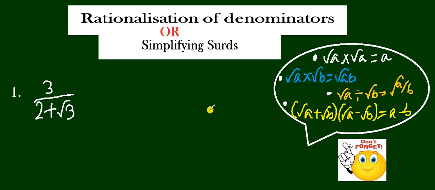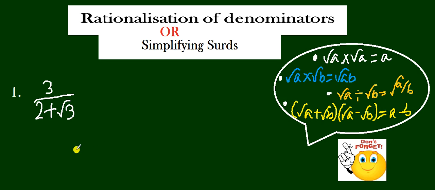Just like fractions, we always try to express them in the simplest or the lowest terms. Irrational numbers, if we have them in fraction form, then we always try to put them in a form where the denominator is rational. The numerator can be irrational, but we always try to convert the denominator to a rational equivalent.